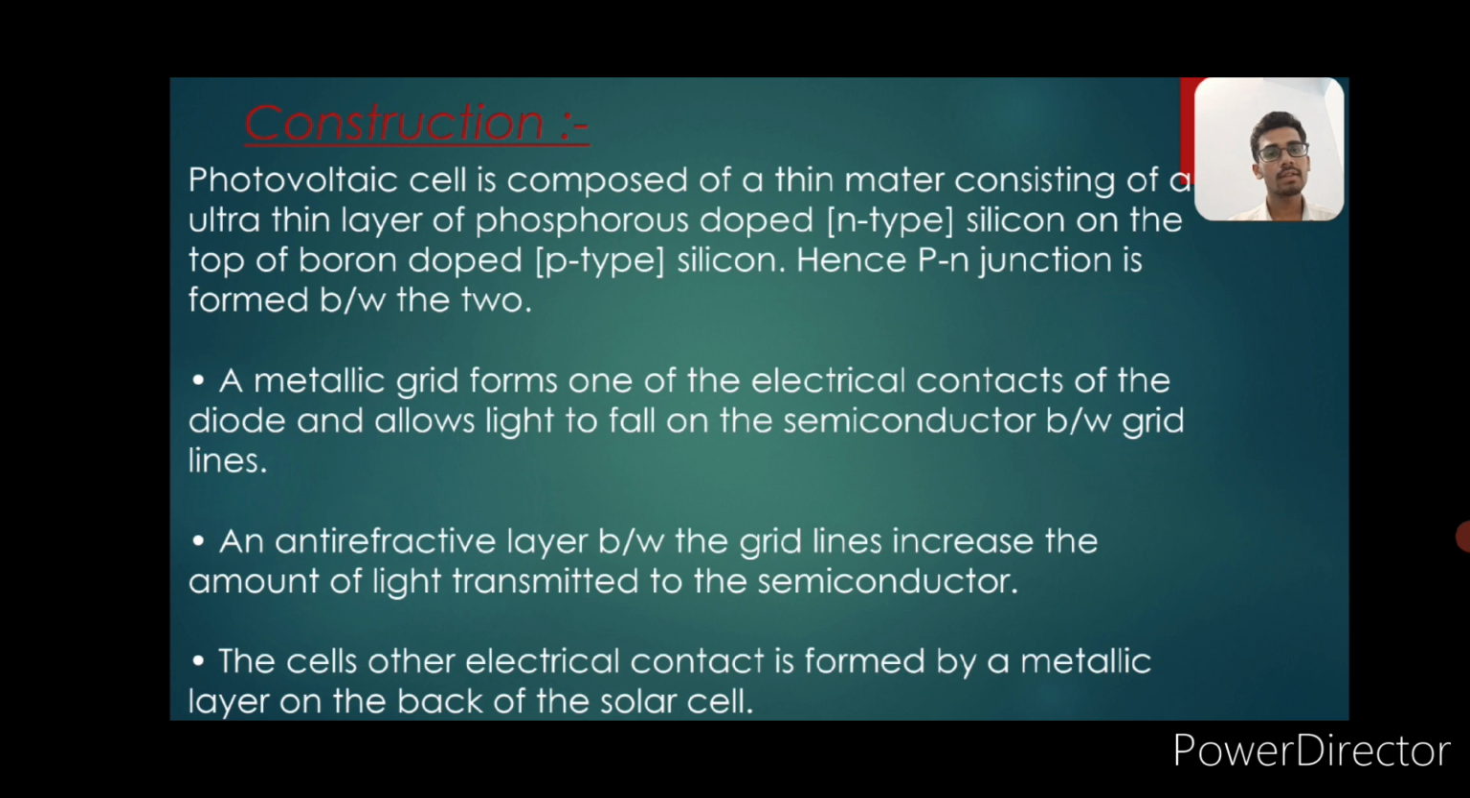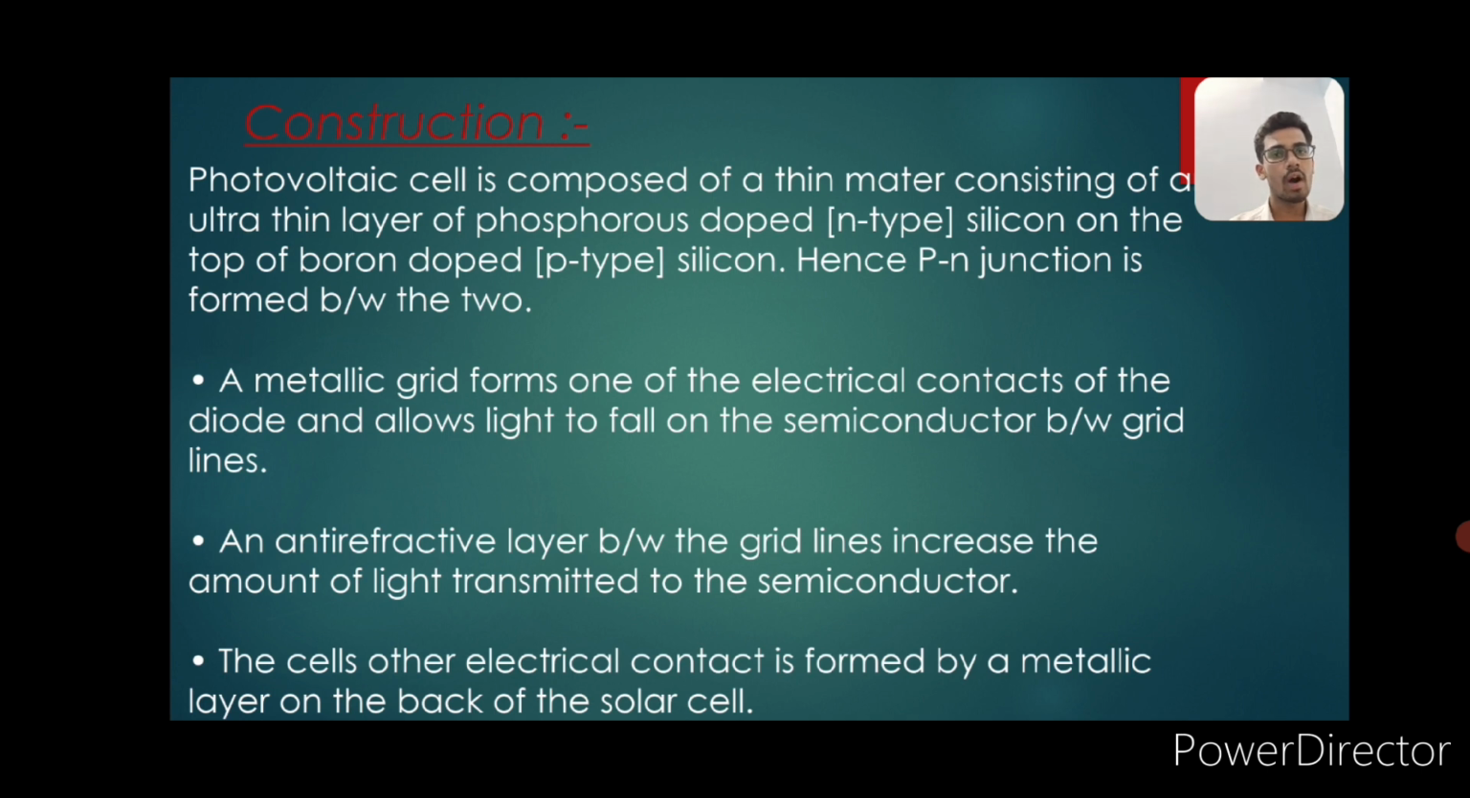Construction of the photovoltaic cell. A photovoltaic cell is composed of a thin material consisting of an ultra-thin layer of phosphorus-doped N-type silicon on top of boron-doped P-type silicon. A PN junction is formed between the two layers. One is doped as N-type silicon and the other is doped as P-type silicon.